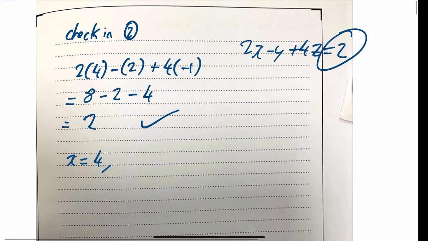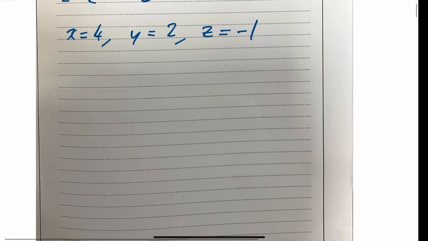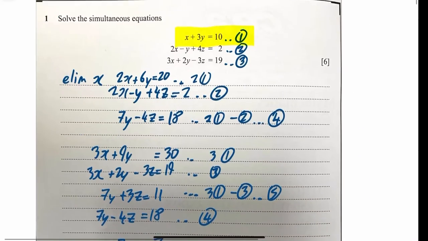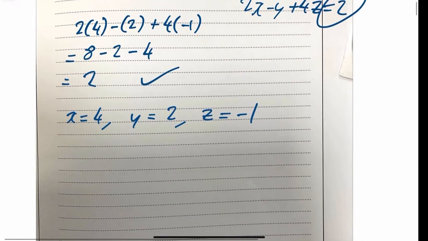X is equal to 4, y is equal to 2, and z is equal to minus 1. And a lovely question, because you've got the full marks. I think it was 6 marks. So it's a nice start to us.